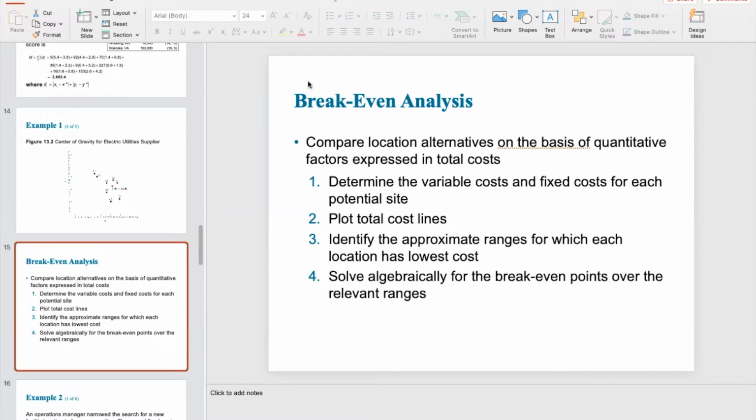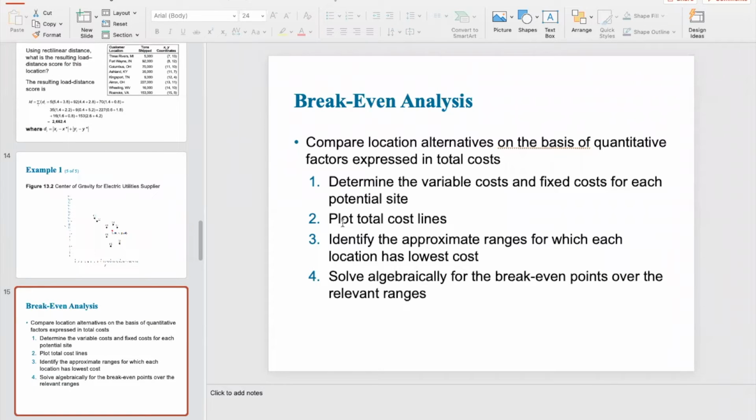In order to reach that point, we can plot out the total cost line for every potential site. After we plot it out, in one specific X and Y coordinate system, we can see the overall general picture, which helps us figure out the general pattern among different potential sites. With the support of data visualization, we can easily identify the approximate range for which each location has the lowest cost. Then, of course, we can use some simple calculation to identify the specific value of the break-even points shown within the picture.